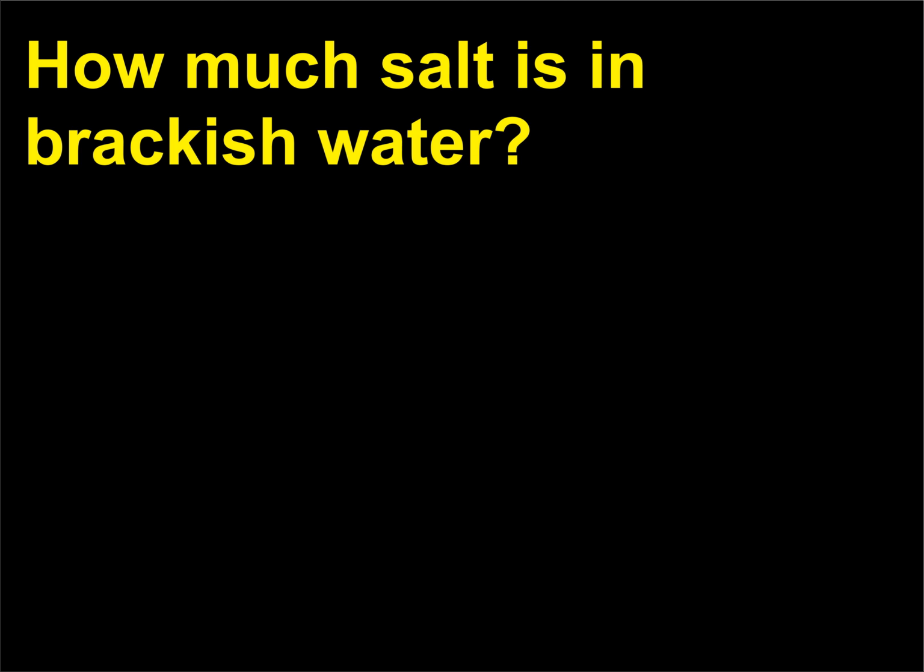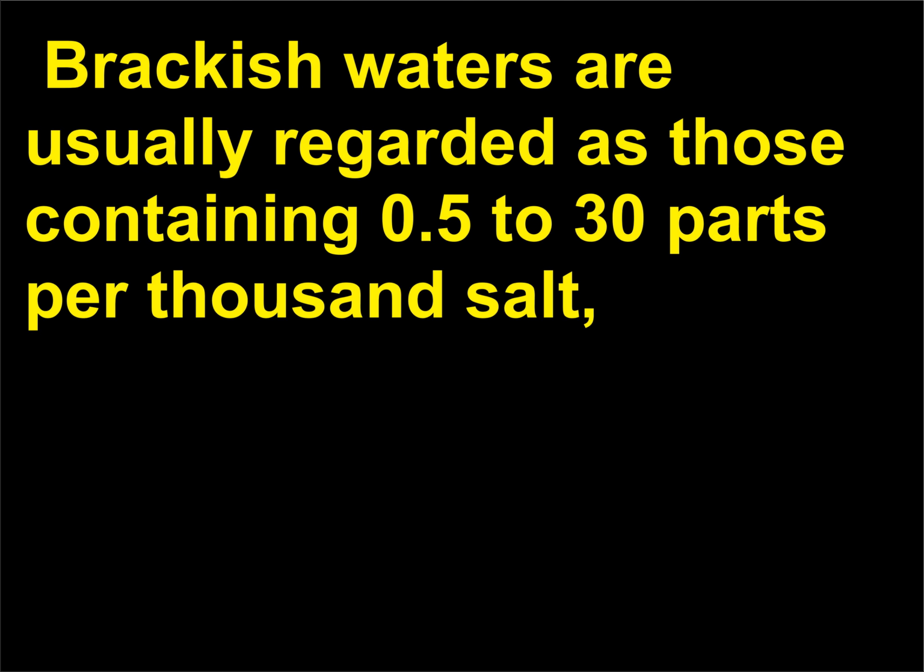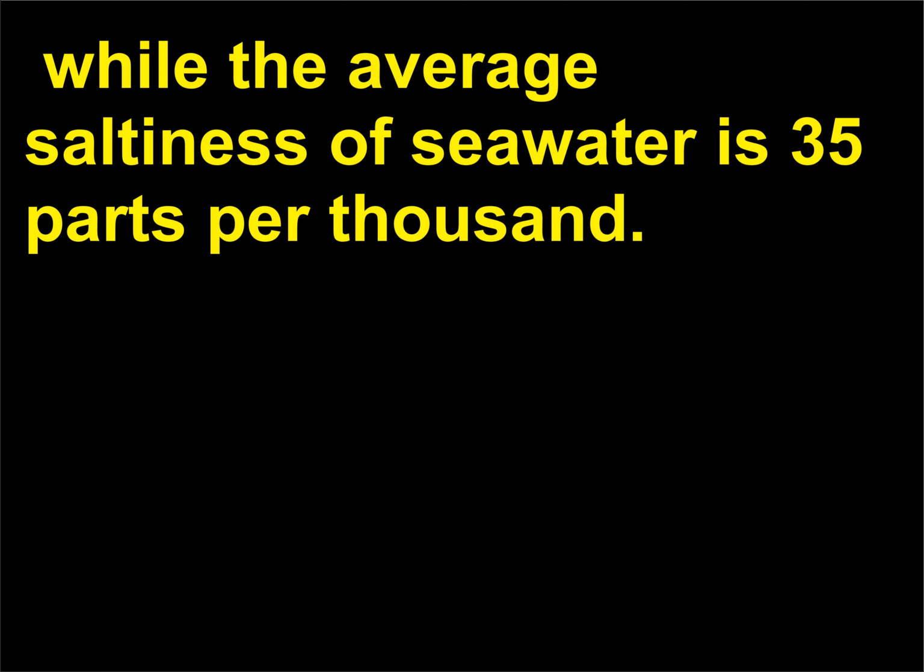How much salt is in brackish water? Brackish water has a saline, salt, content between that of fresh water and sea water. It is neither fresh nor salty, but somewhere in between. Brackish waters are usually regarded as those containing 0.5 to 30 parts per thousand salt, while the average saltiness of seawater is 35 parts per thousand.